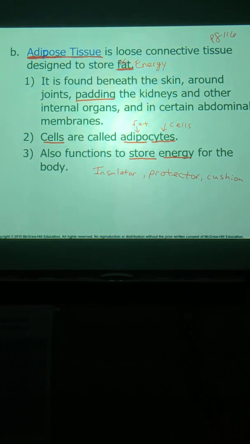So 3, the functions: stores energy for the body, also as an insulator, it protects and it cushions the internal organs. Also, as an insulator, it aids in helping us maintain our internal body temperature, homeostasis.